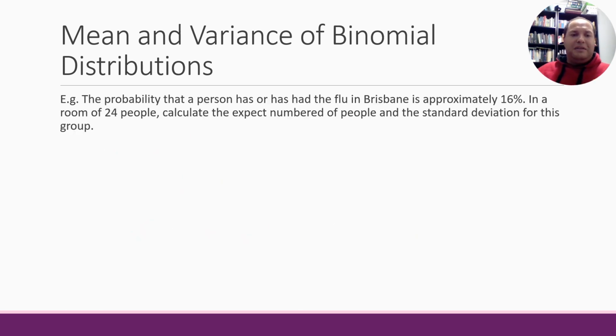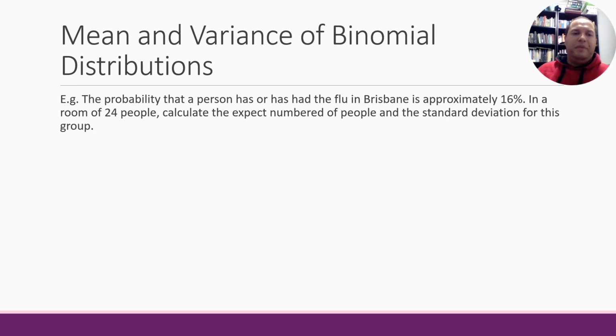All right, let's do a question. The probability that a person has or has had the flu in Brisbane is approximately 16%. I just made that up. In a room of 24 people, calculate the expected number of people who have the flu and the standard deviation for this group.